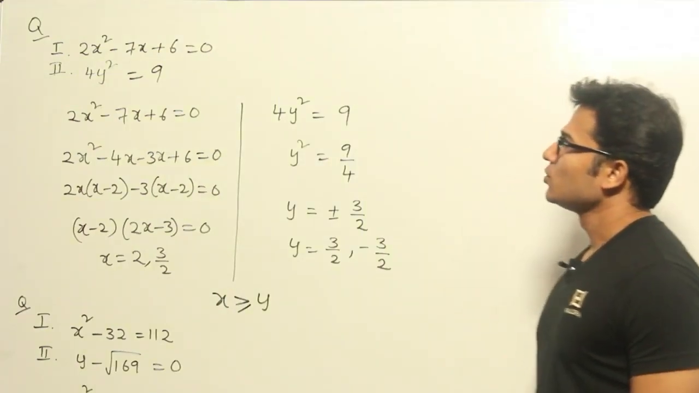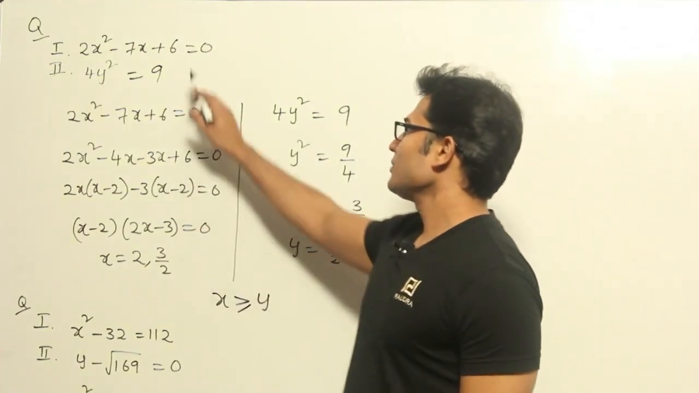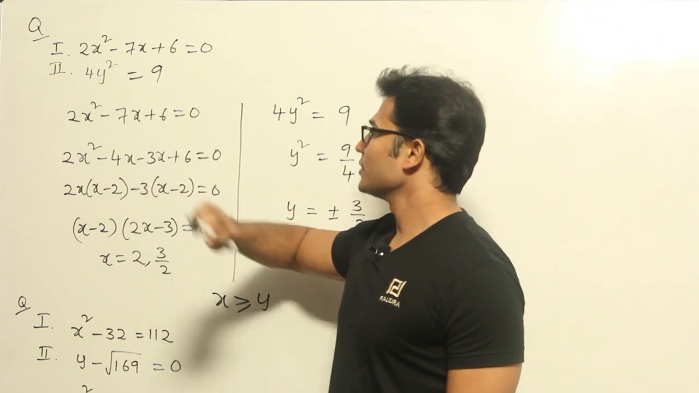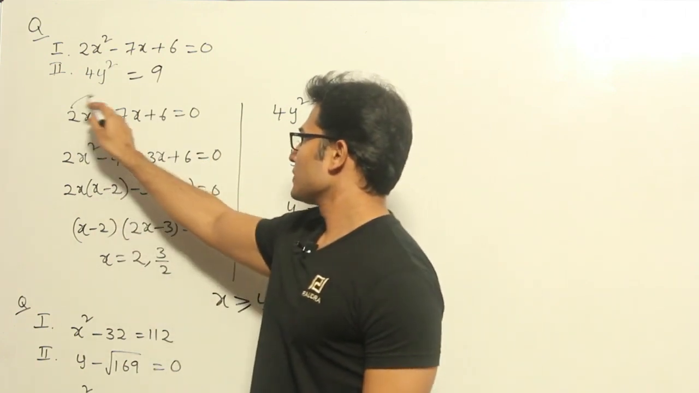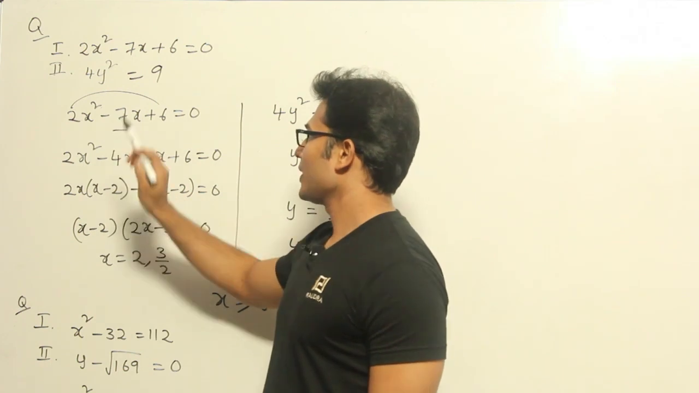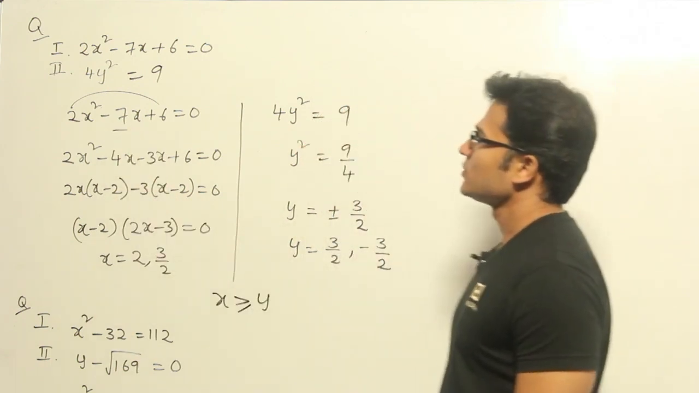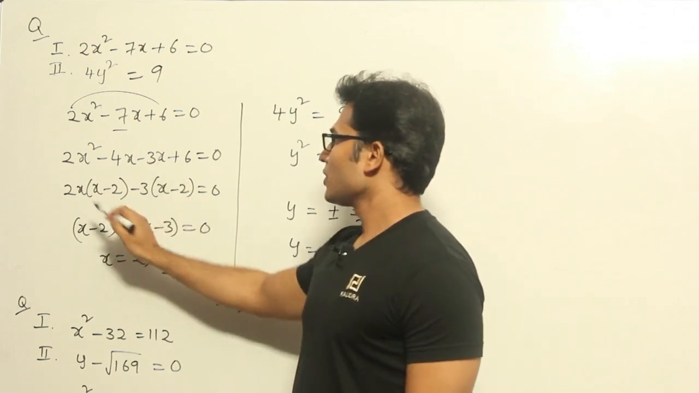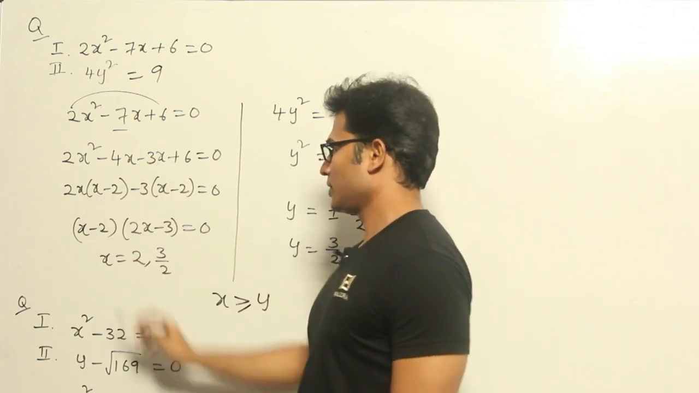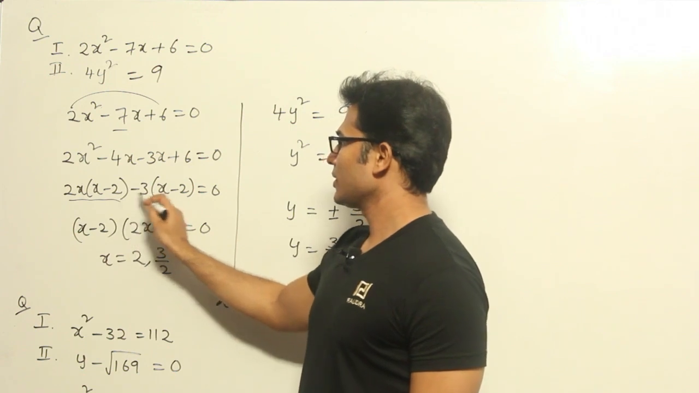Now let's see this. 2x² − 7x + 6 = 0, 4y² = 9. If you observe this, the product of two numbers has to be 12 and the sum of them has to be −7. So the numbers will be −4 and −3. Got it? So now if you pull out 2x as common here, you are going to get this, right?